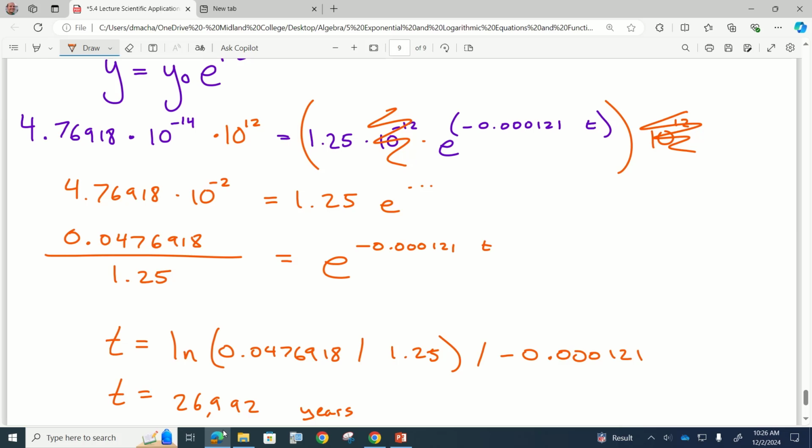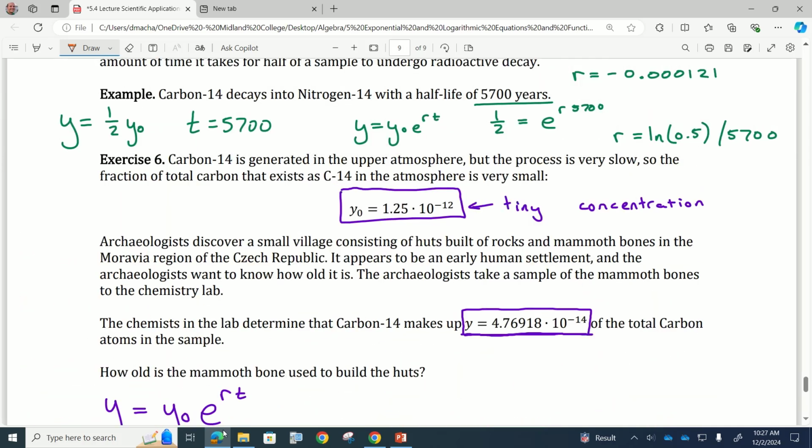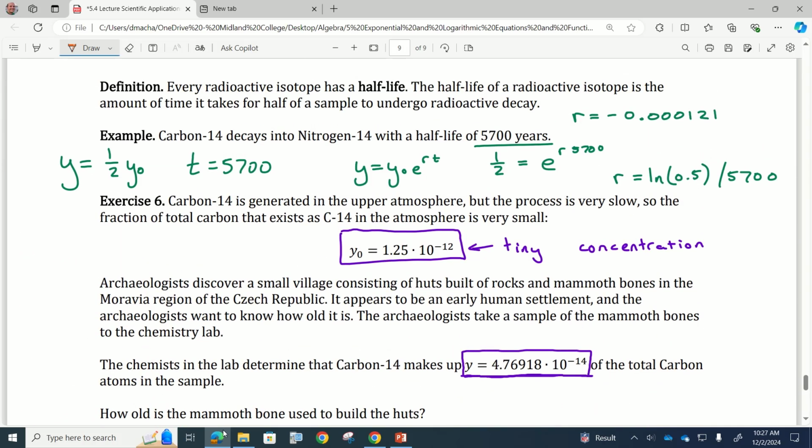Let me ask you guys another question before you leave. I told you that the concentration of carbon-14 in the atmosphere is this number. Why would I use that as the initial carbon-14 concentration in the mammoth bone? Why would the mammoth bone carbon be the same as the current day atmosphere carbon?